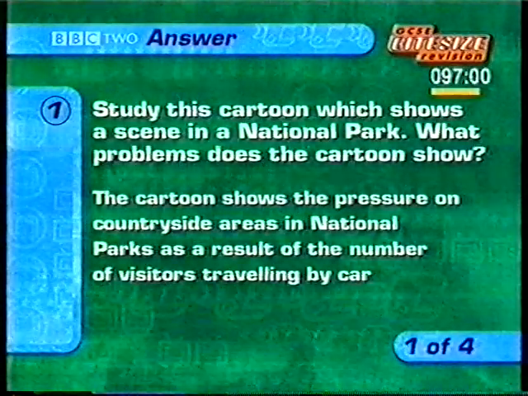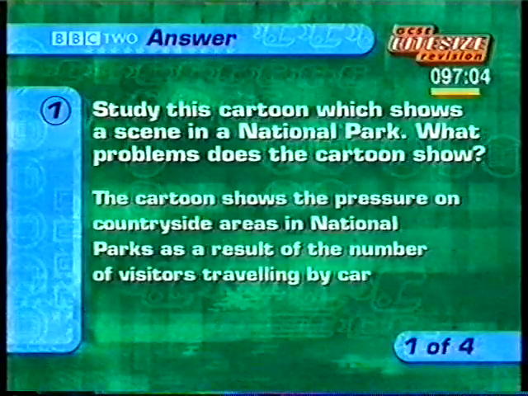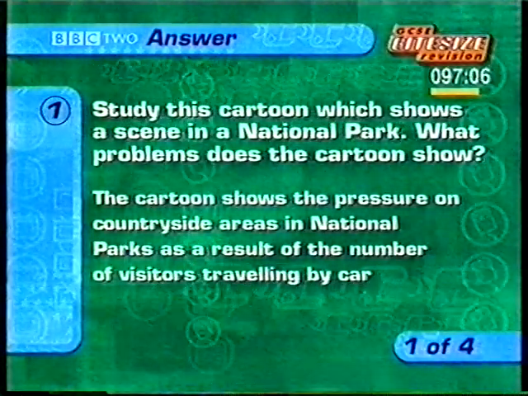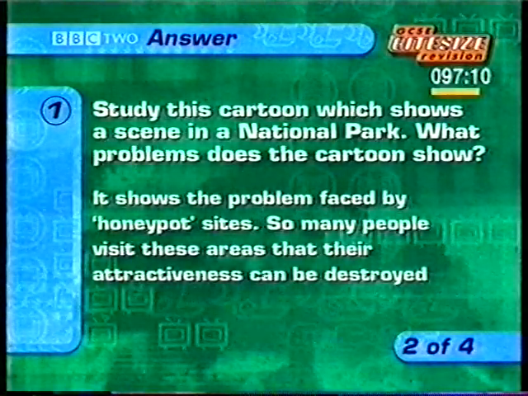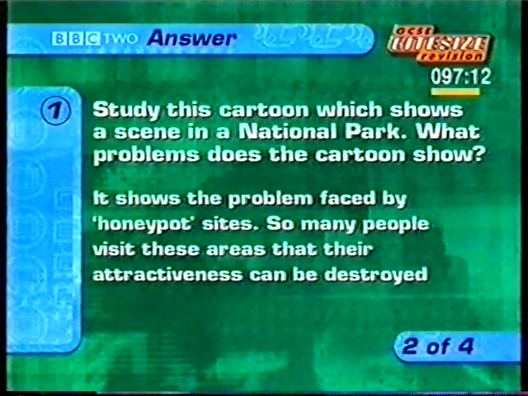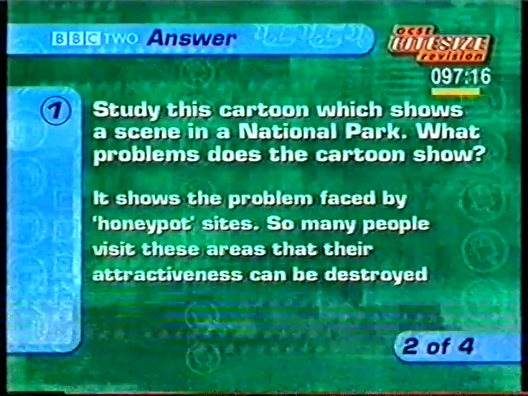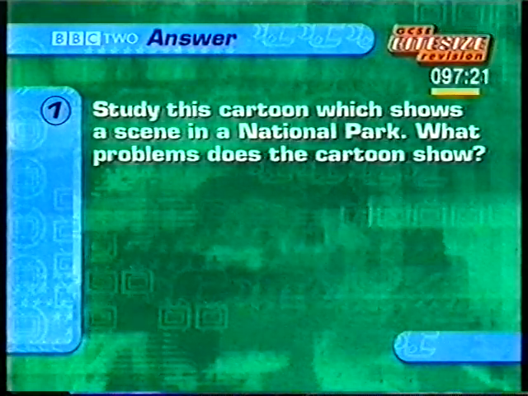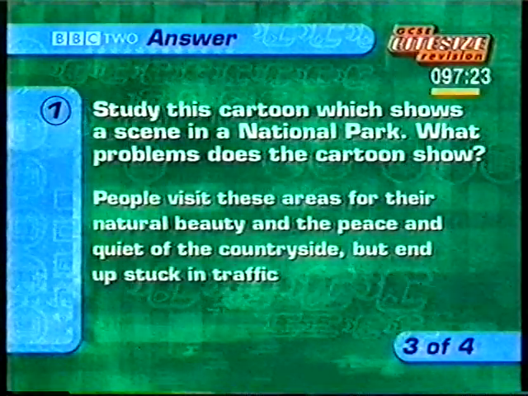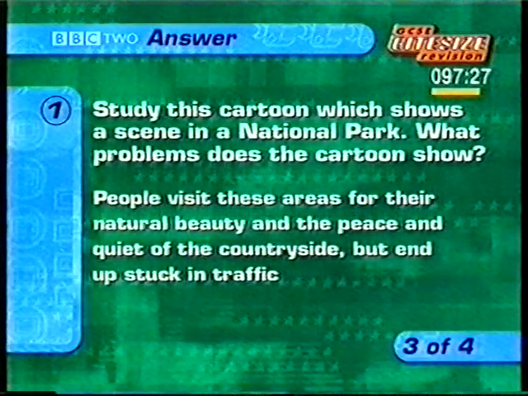The cartoon shows the pressure on countryside areas in national parks as a result of the number of visitors travelling by car. It shows the problem faced by honeypot sites. So many people visit these areas that their attractiveness can be destroyed. People visit these areas for their natural beauty and the peace and quiet of the countryside, but end up stuck in traffic.